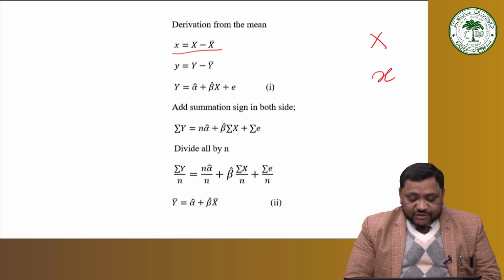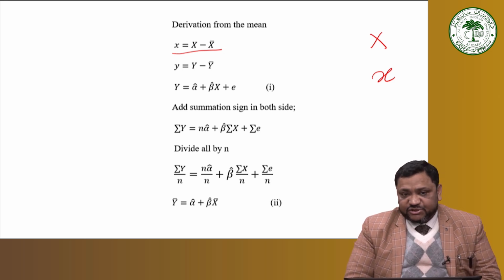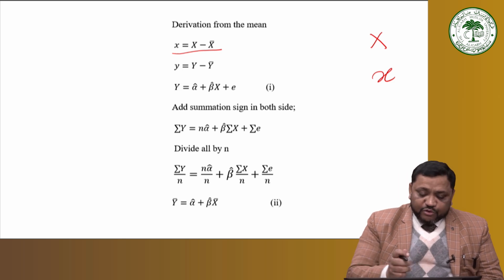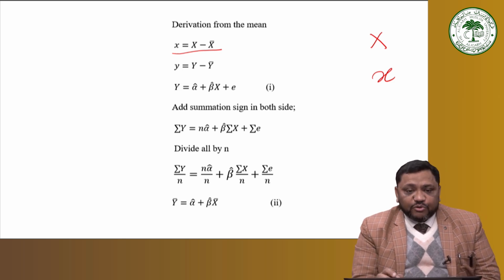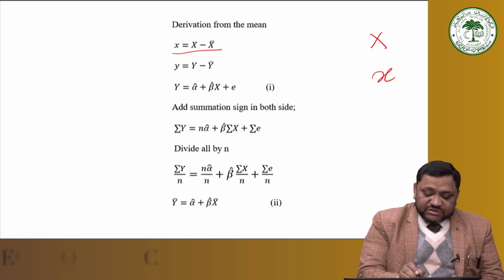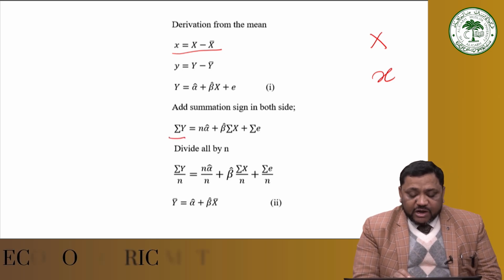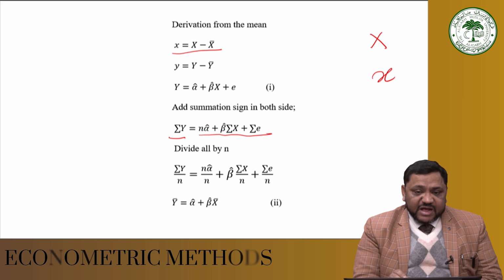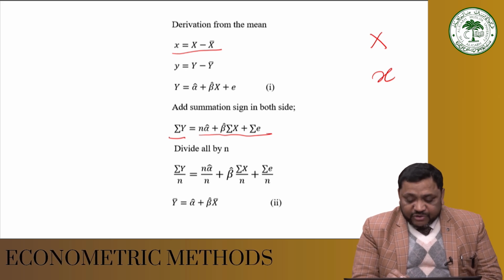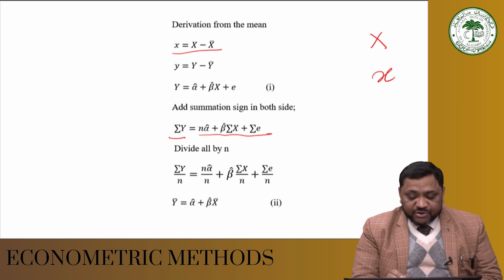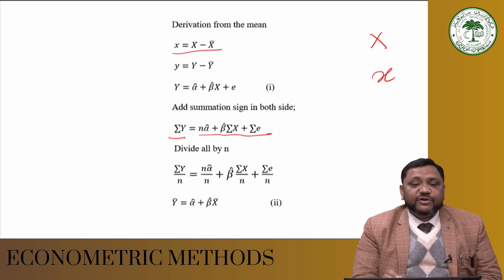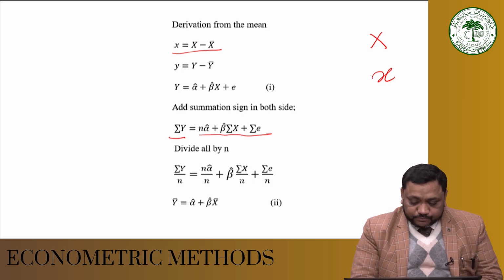So we have this equation y is equal to alpha hat plus beta hat x plus e. What we do, we add summation sign on both sides. So we have summation y is equal to, now alpha hat is a constant, so we write n, and over here beta hat, when we do the summation, beta hat is again a constant, so the summation sign appears only for x, and then we do summation e.